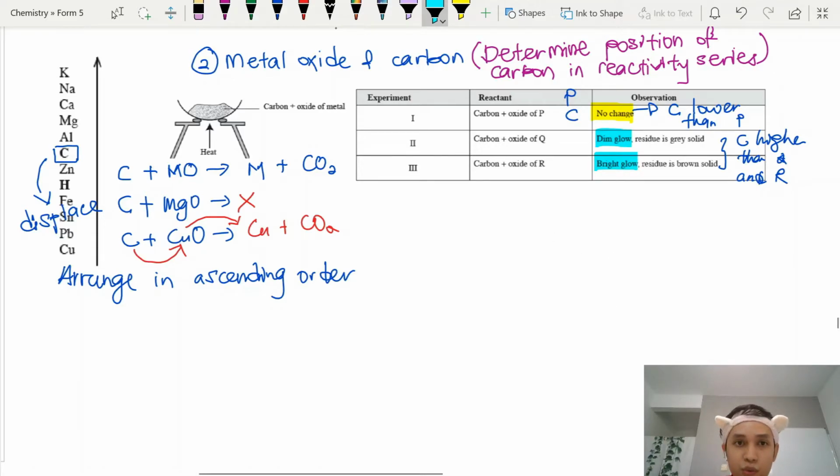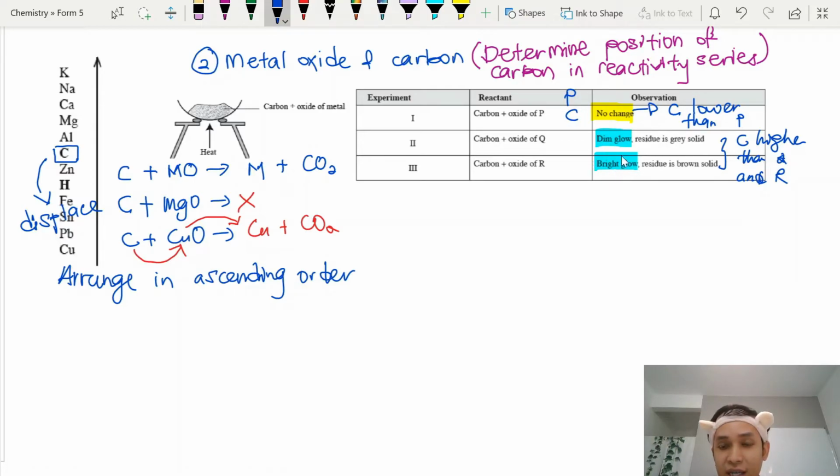Okay, so we are going to apply almost the same concept that we use for oxygen, just slightly different. This is bright, this is dim, right? So this one is more reactive, right? So for the arrangement for carbon and metal oxide, let me share with you how I do this.